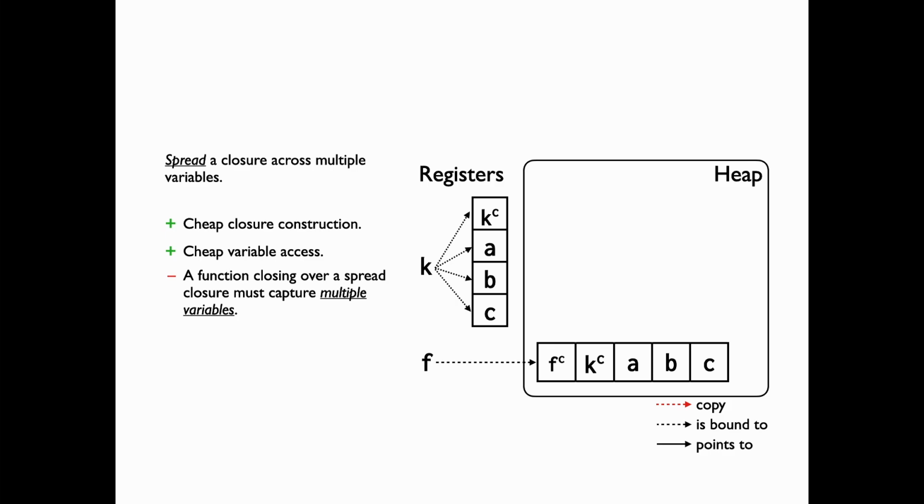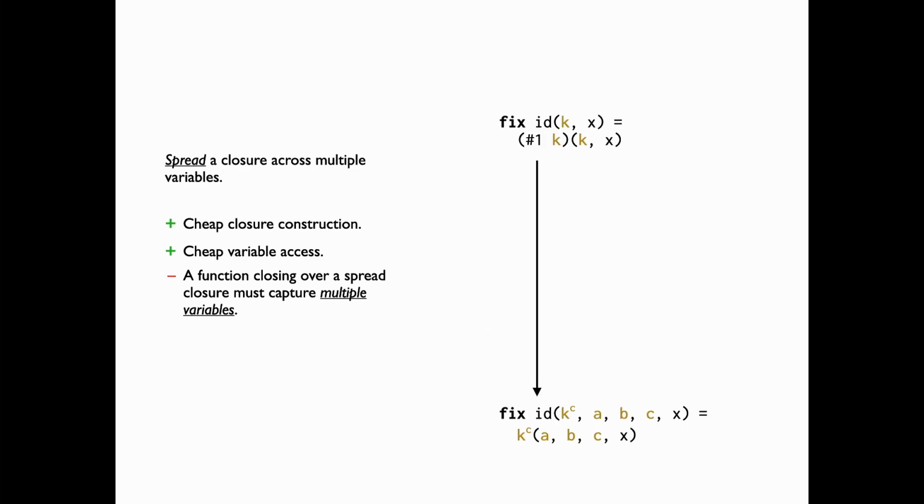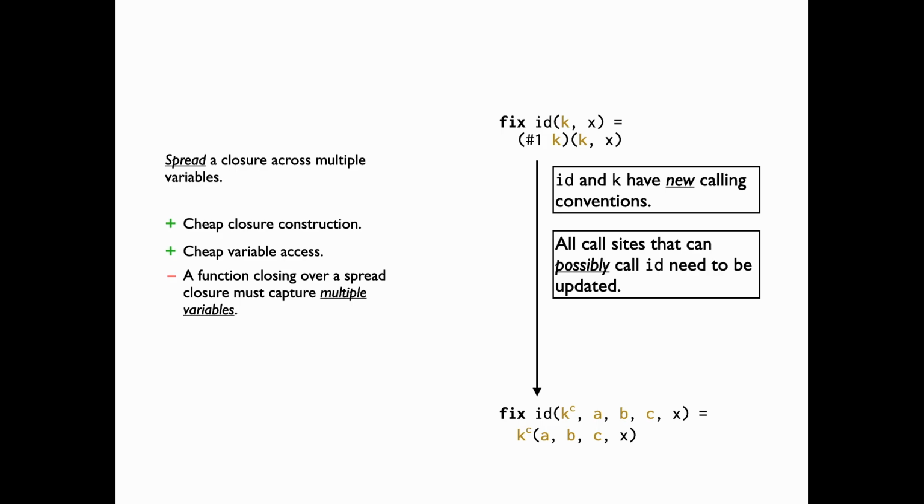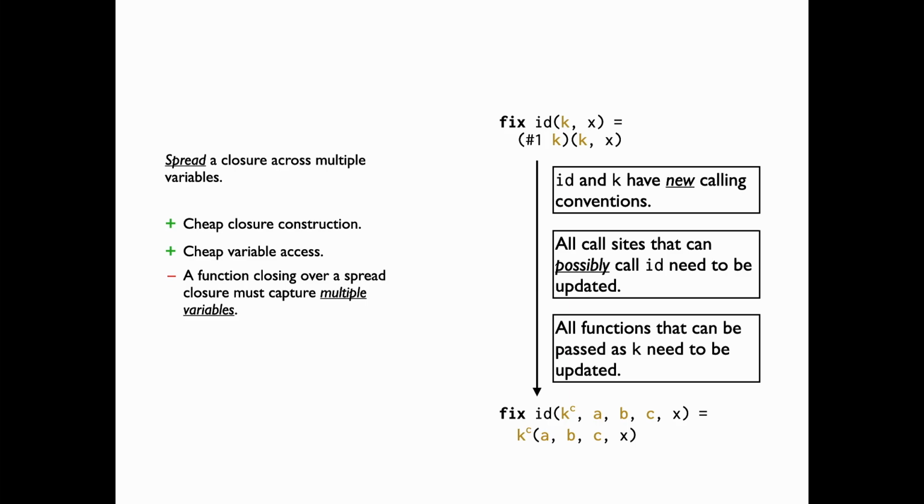And the second one you're probably thinking of right now is that by doing this rewrite, by spreading k across many variables, we change the calling conventions for ID and k. So we have to make that consistent somehow, right? So we need to somehow find out all call sites that could possibly call ID, and find all functions that could possibly flow to k to update the calling conventions consistently. So calling convention consistency is sort of the main issue with this approach.